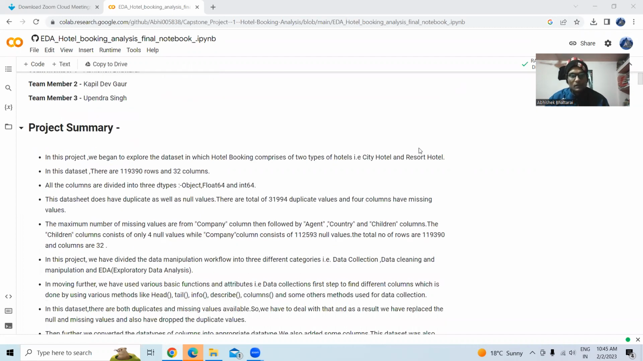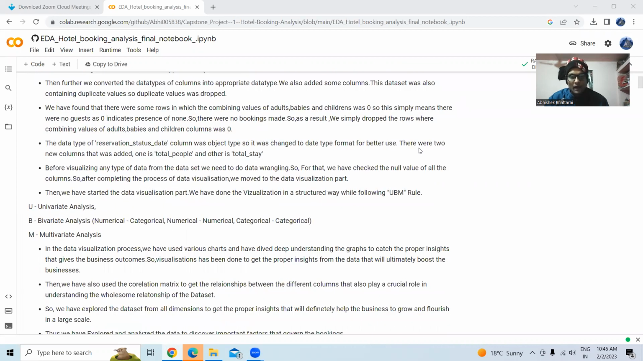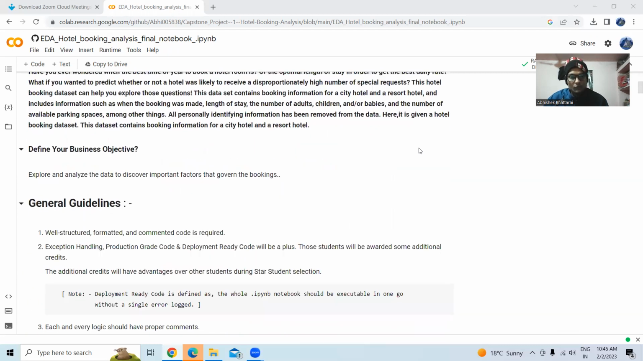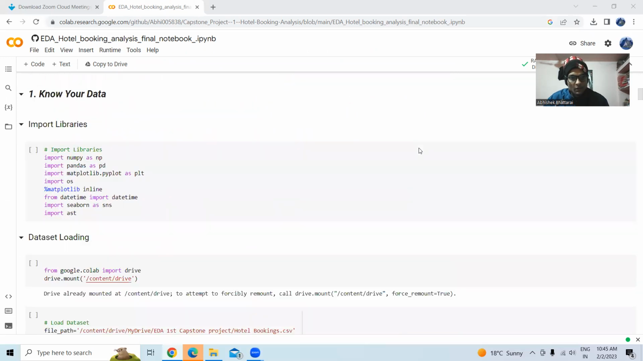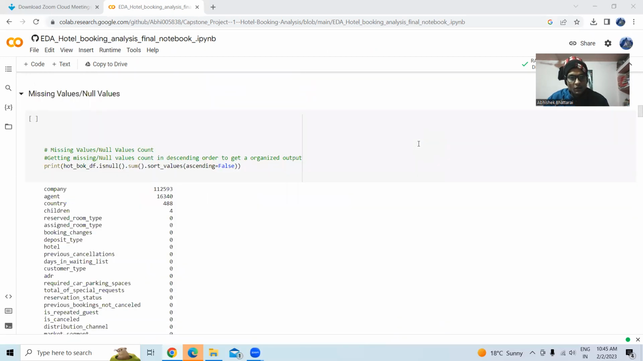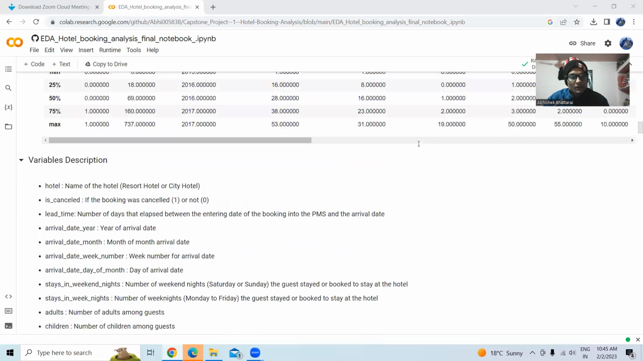So this is a project in which we have analyzed the hotel booking data set. We have explored and analyzed it to discover the important factors that govern the booking. So let's move to the variables before discussing more about the project. In this file, we have this many variables. Let's begin with the variable descriptions.